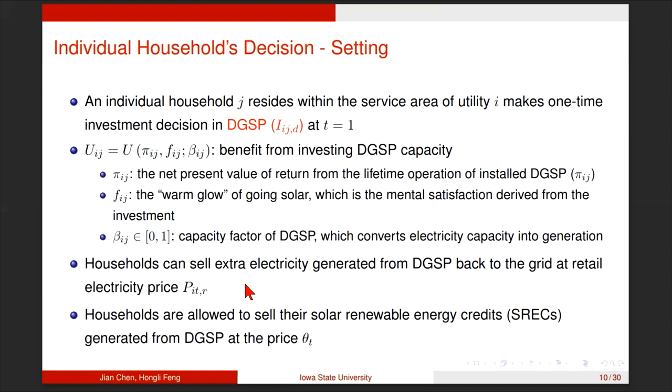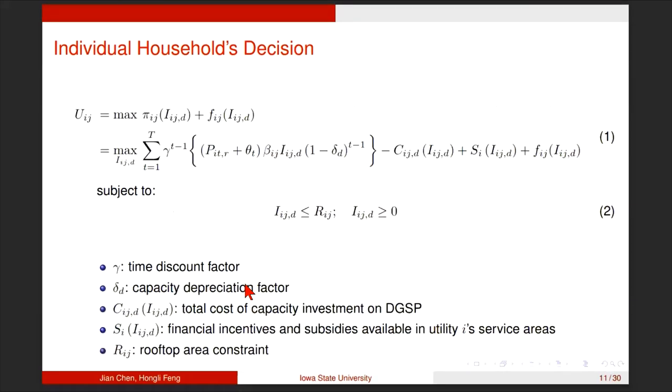And also, for each unit of electricity generated from solar energy, the household will be awarded one solar renewable energy credit, and they're allowed to sell the credits generated from DGSB at the price theta T in the local markets. So assume the individual household will solve the utility maximization problem under the rooftop area constraints.